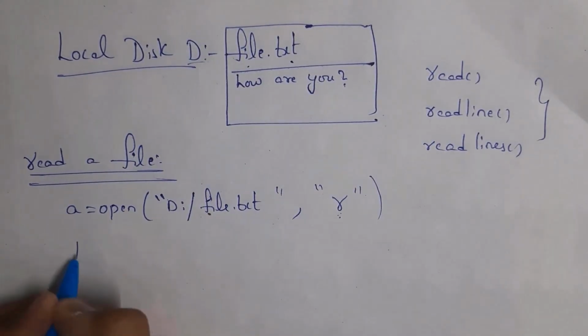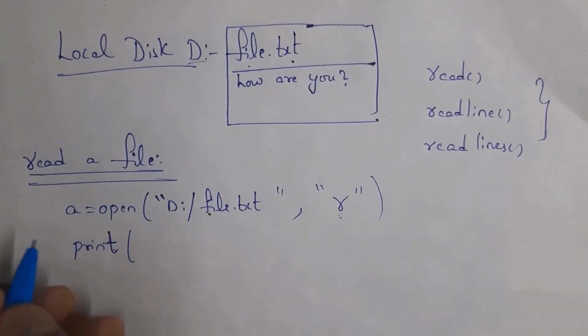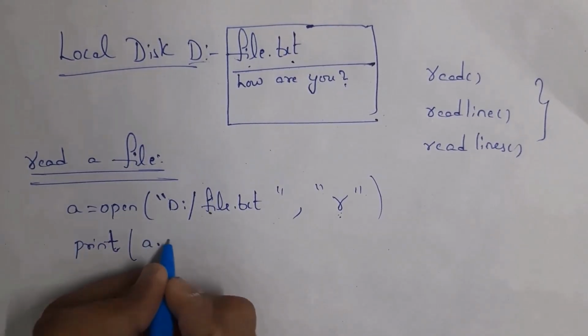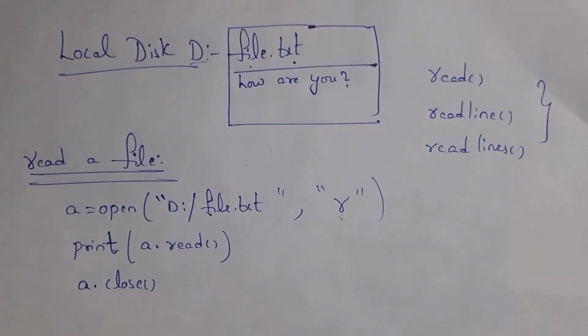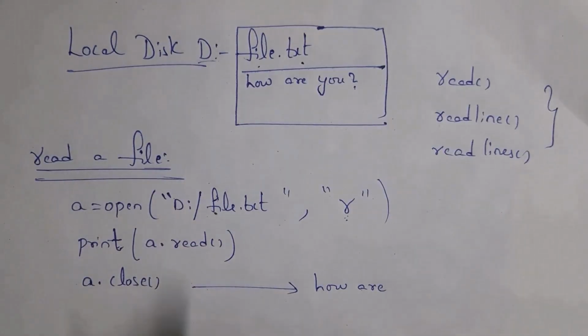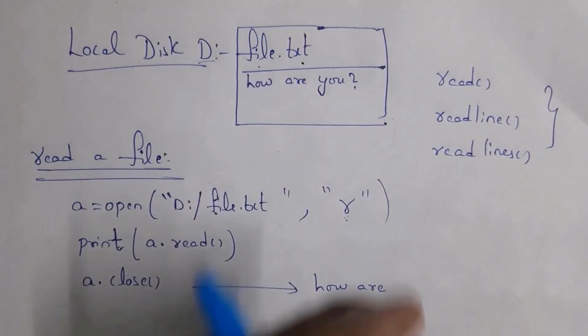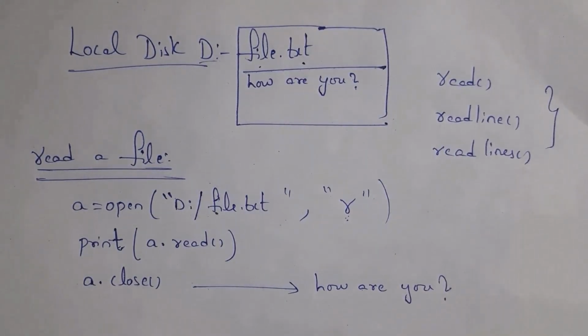Next write here print, because I want to print output. My file is present in object a, so just write here a.read. And at last we need to close our files. By using close method, we can close our file. Whenever you run this code, you will get output how are you, which is present in my file. So I will get output how are you. This is how we read a file.